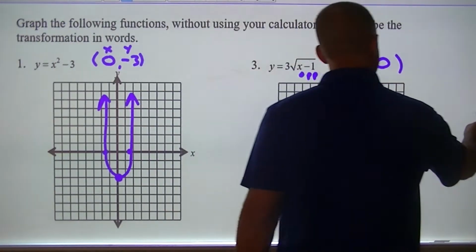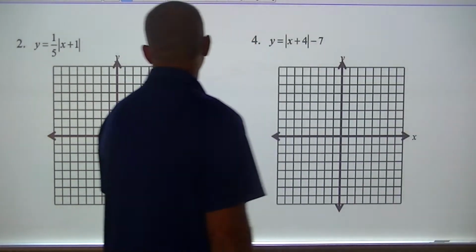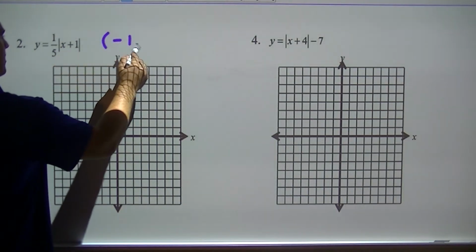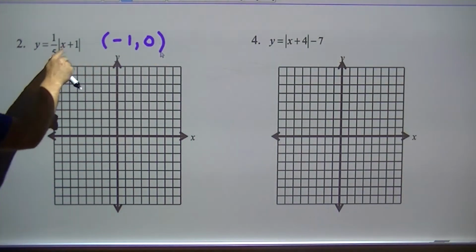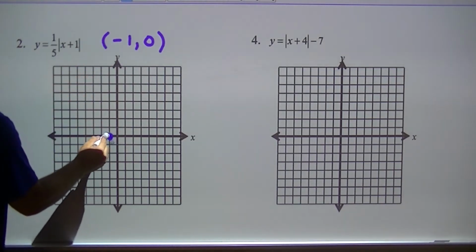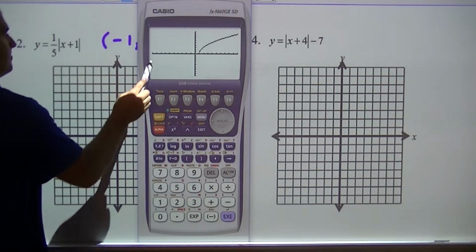All right, moving on to number 2. My anchor point now will be negative 1, 0, because it's the opposite of the inside, nothing on the outside. All right, this is an absolute value problem.